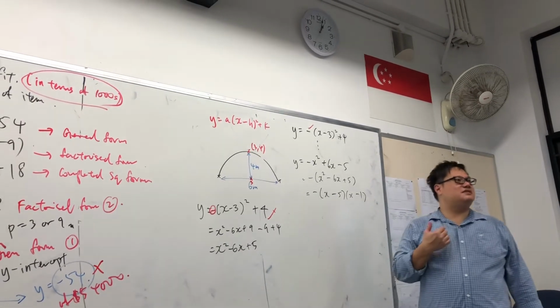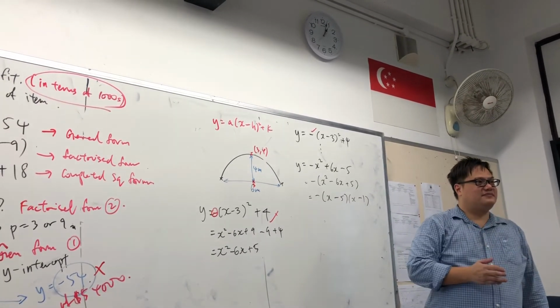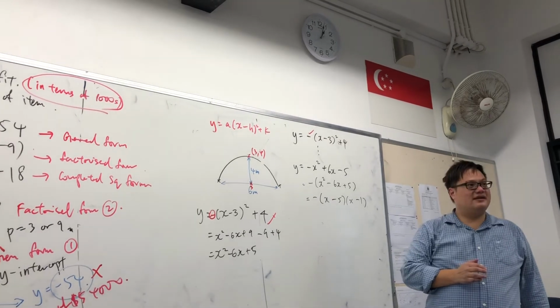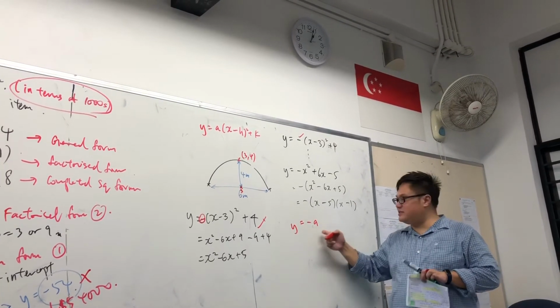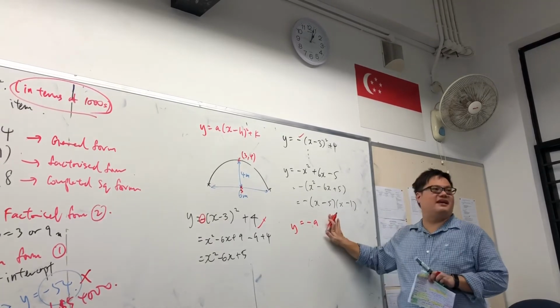Anyone has a different suggestion? Yes. Minus a(x minus 3) whole squared. Minus what, sorry? Minus a. A. Yeah. But you must tell me what the a value is. You must determine it.